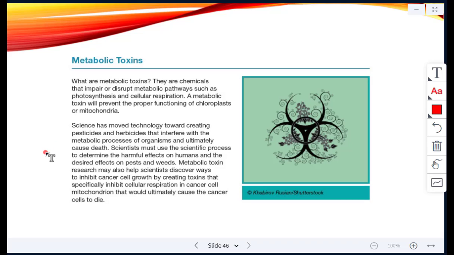But scientists have to use the scientific process to determine the harmful effects on humans, as well as the desired effects they want on the pests and the weeds. Continuing research on metabolic toxins can help scientists discover ways to inhibit cancer cell growth by creating toxins that can inhibit cellular respiration in cancer cells, specifically in the mitochondria, that would ultimately cause the cancer cells to die.